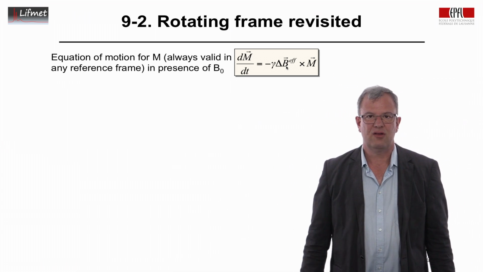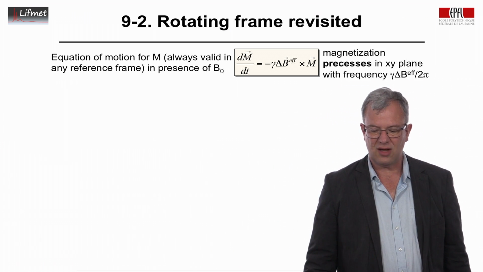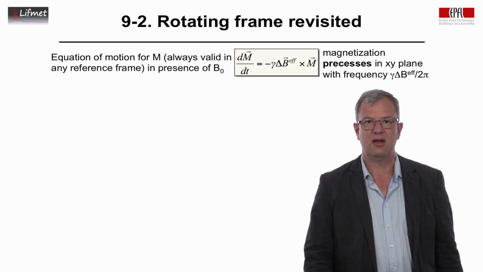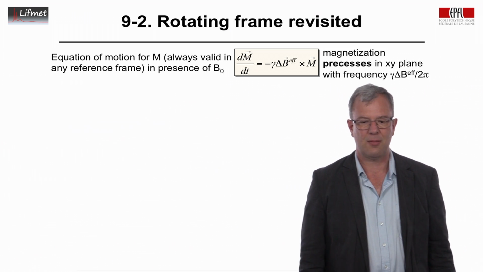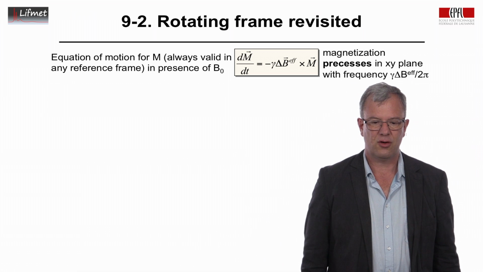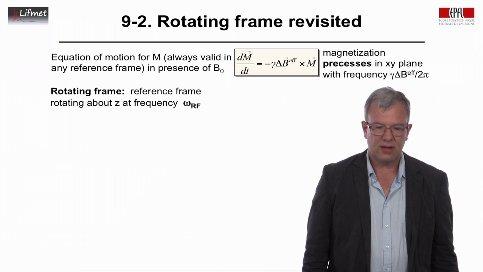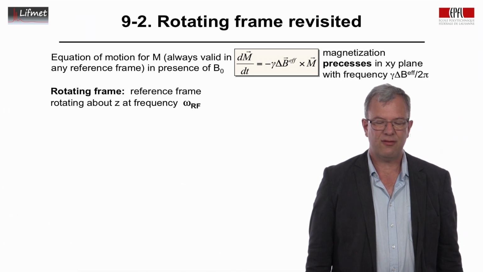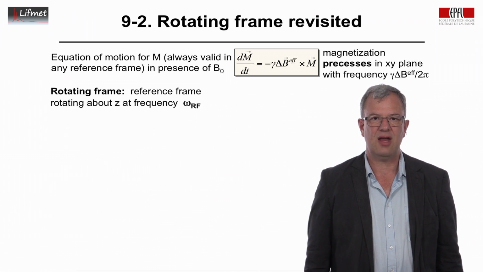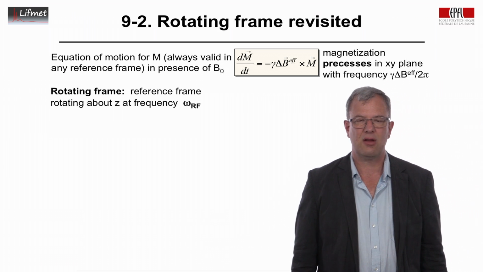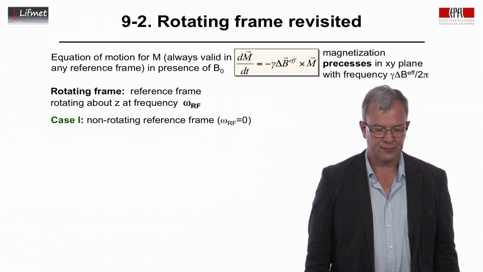If B effective is along Z, then the magnetization will precess in the XY plane with a frequency given by gamma delta B effective over 2 pi. Now let's look at the rotating reference frame. We have a reference frame that rotates about Z with a frequency omega RF.